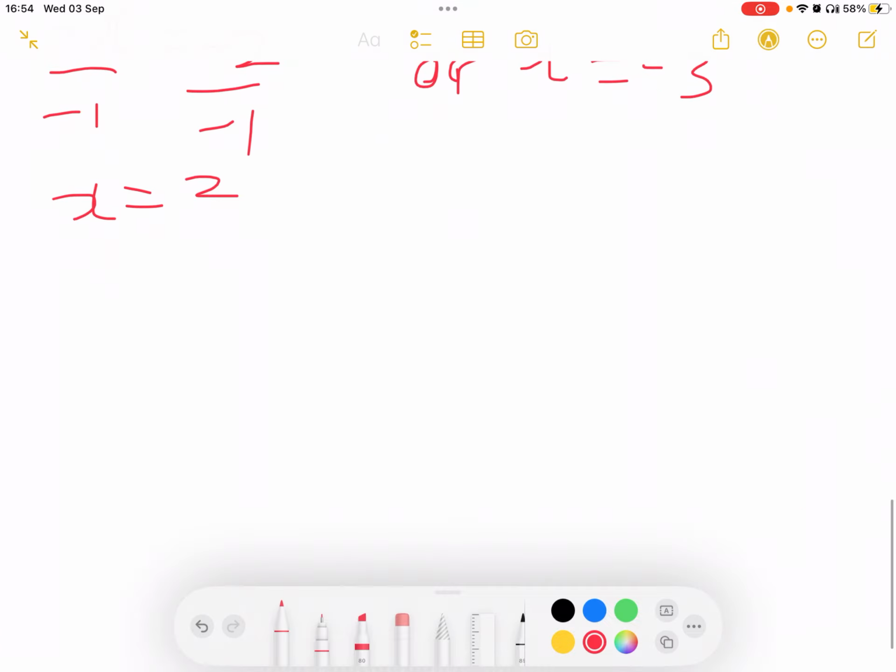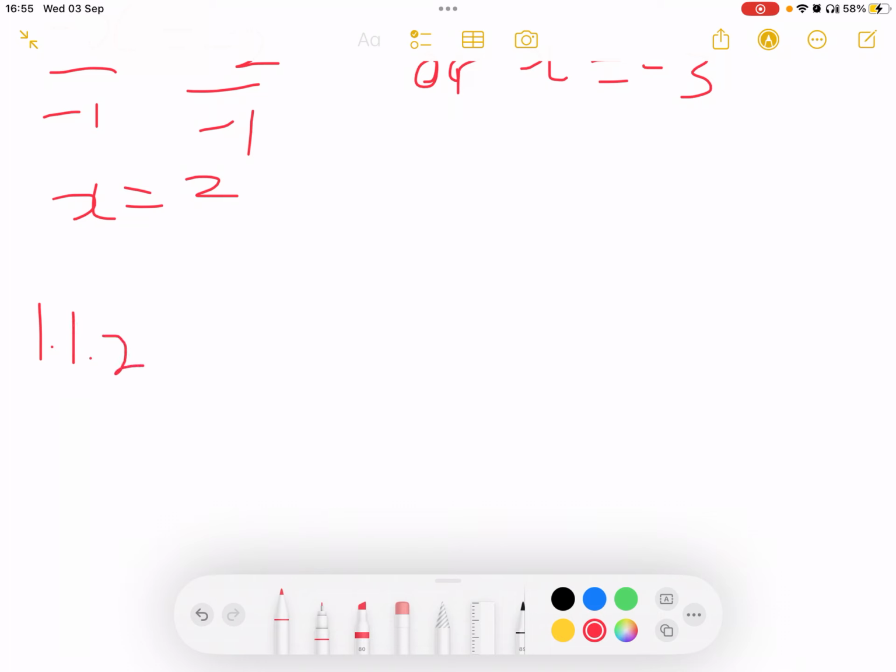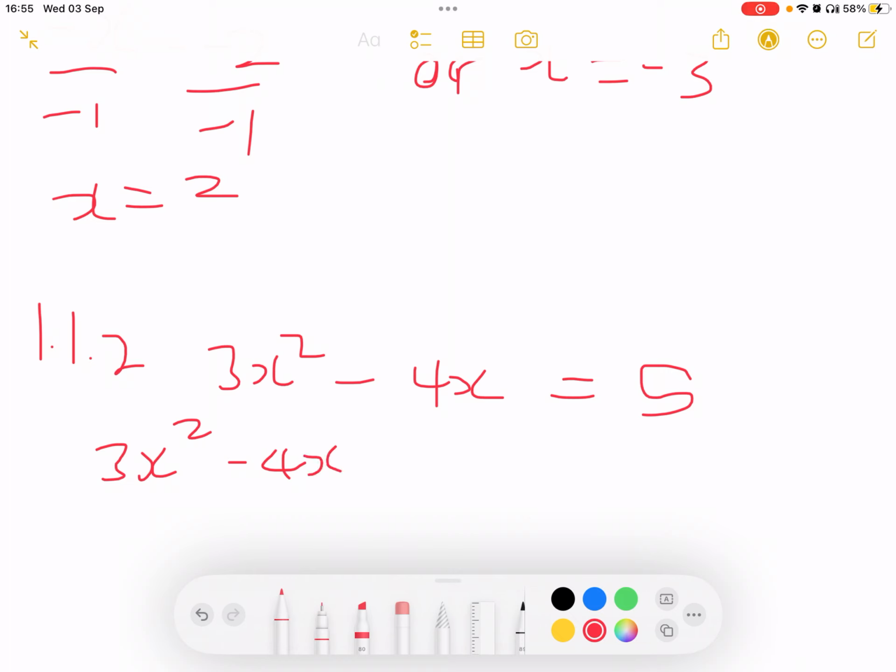3x squared minus 4x equals 5. This has to be in the format of a quadratic equation, so we'll just say 3x squared minus 4x, take the 5 to the left hand side, becomes minus 5 equals 0. Normally there's a hint that the answer must be rounded off to two decimal places, but in here, they did not say anything.